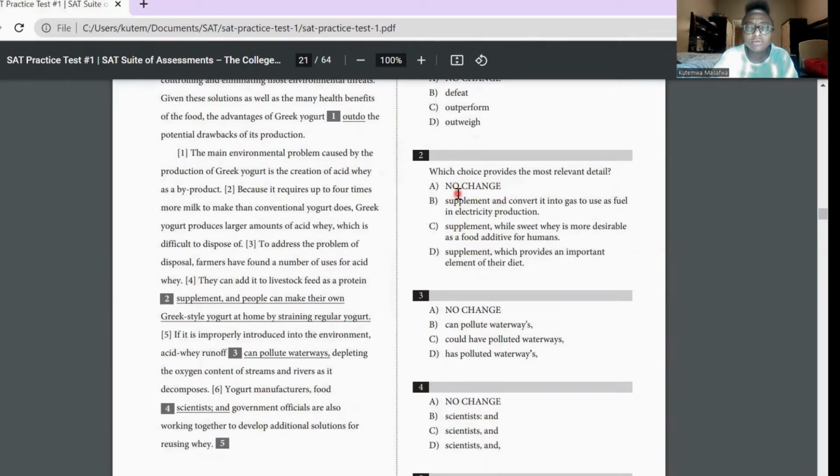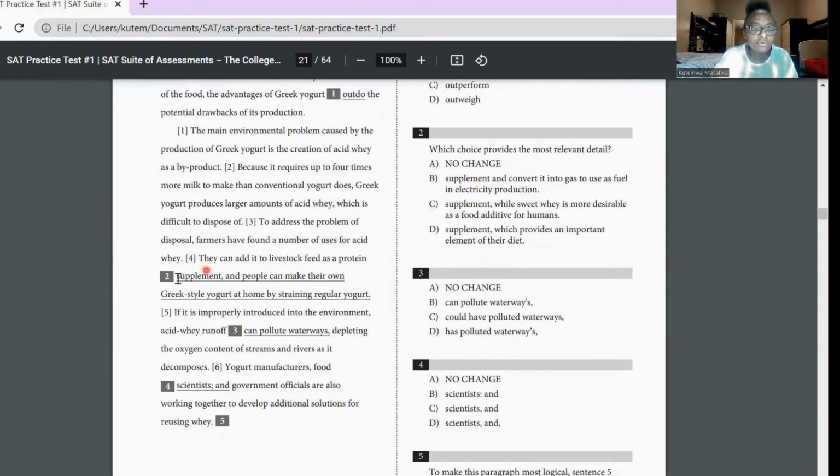Okay, so number 2 is right here. And it says they can add it to livestock feed as a protein. Then we have space. So it says which one provides the most relevant detail, and the relevance is going to be determined by the discussion of the paragraph. So let's read the sentence before. It says, to address the problem of disposal, farmers have found a number of uses for acid waste. So we're talking about uses of acid waste, okay?